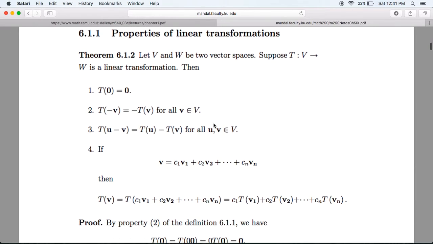Now some properties of linear transformations. So let V and W be two vector spaces. T as usual is a linear transformation between them. Then T of 0 is 0. So this 0 on the left hand side is the 0 vector in V, and this is the 0 vector in W. So the 0 vector in the domain space points to the 0 vector in the codomain space.